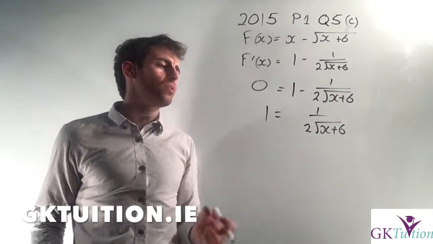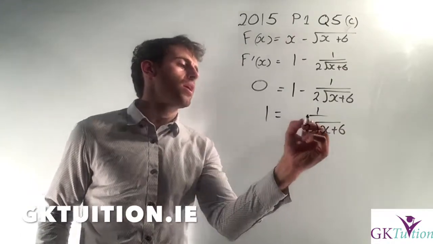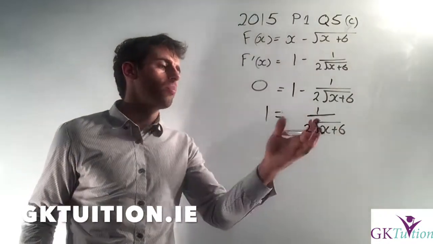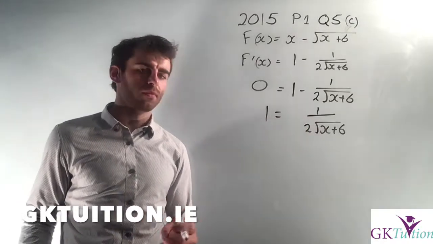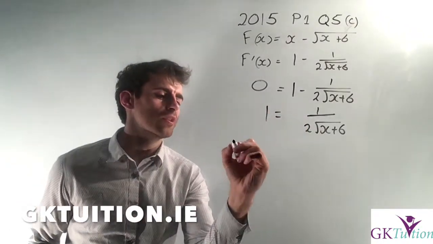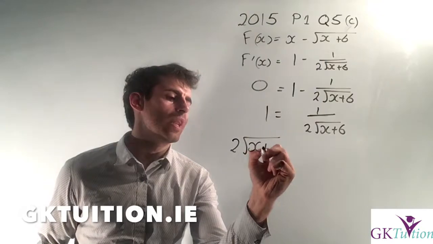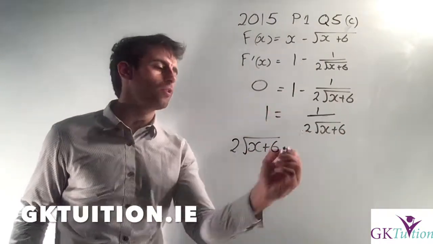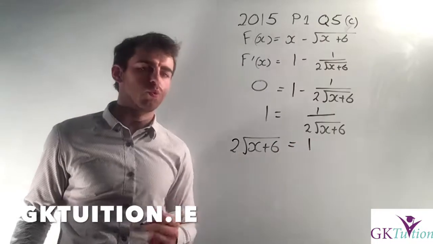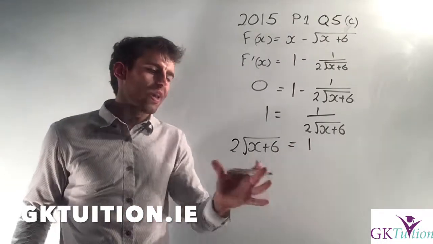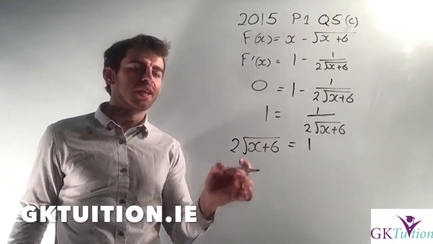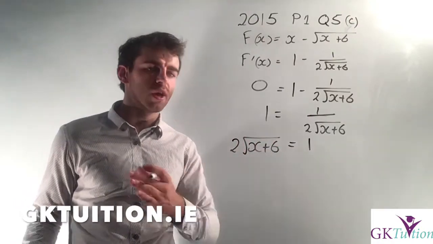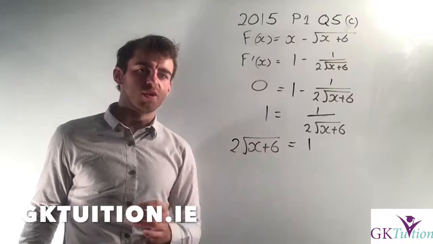Now, I suppose the next thing we should do is try and get rid of our fraction. In order to get rid of our fraction, we're going to multiply both sides by 2 root x plus 6. If I multiply the left-hand side by 2 root x plus 6, I'll just be left with 2 root x plus 6. If I multiply the right-hand side by 2 root x plus 6, I'm just left with 1. Okay, and now clearly my complication is that I've got a square root. So in order to get rid of the square root, I'm going to square both sides of the equation.